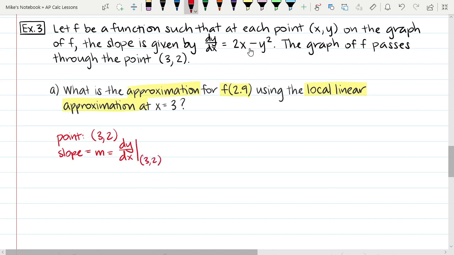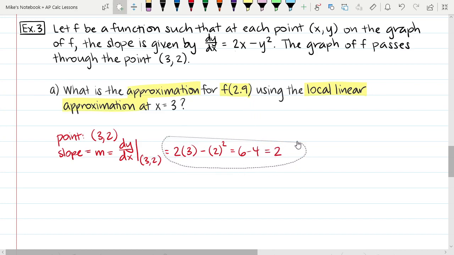But they gave us the equation this time. So that's going to be 2 times x, so 2 times 3, minus our y, and that's our 2, squared. So 2 times 3 is 6. 2 squared is 4. I've got 6 minus 4, and that gives me 2. Okay, let me go ahead and move all of this down so I've got a little bit of space to work.